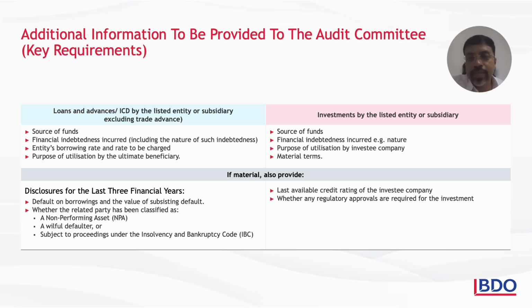Now, the third category in Part B deals with the investments by the listed entity or subsidiary. Here again, the minimum information should be the source of funds, the financial indebtedness incurred, purpose of utilization by the investee company, and what are all the material terms here. And if these are material transactions, then the last available credit rating of the investee company, and whether any regulatory approvals are required for the investment, should also form part of the minimum information required.